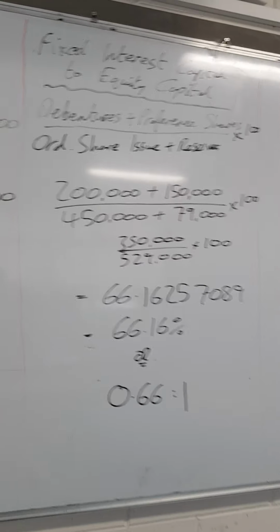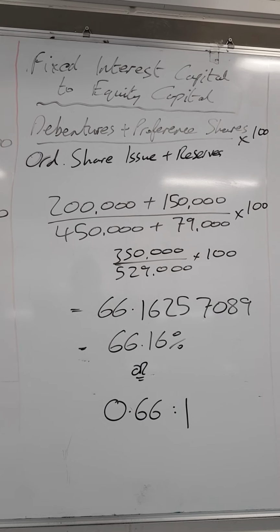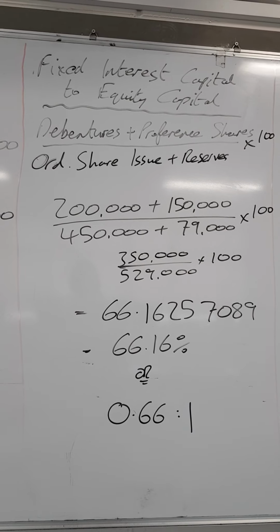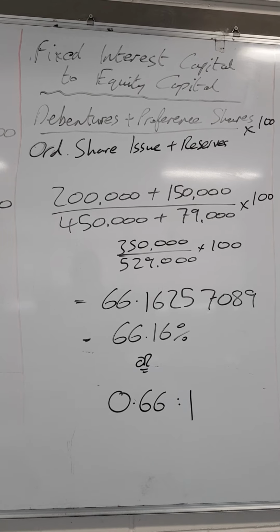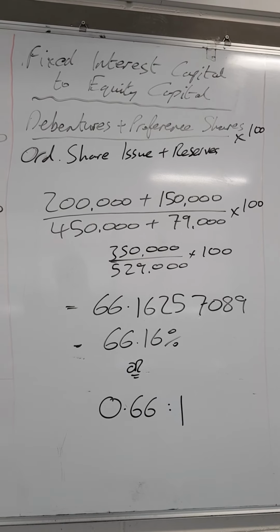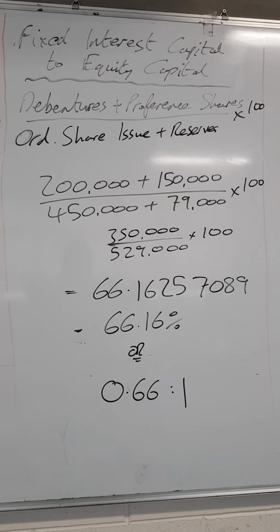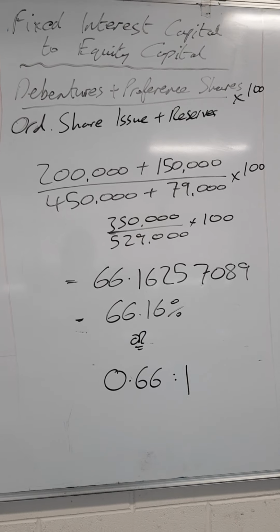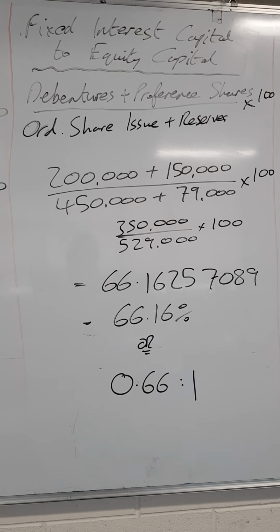If you decide to do the second one, which is comparing your debt capital to your equity capital, this is how you do it. So it's your debentures plus your preference shares by 100 divided by your ordinary shares issued plus reserves. I'm going to actually stop this video and continue it because I'm running out of space on my phone, so I'm going to delete a bit and I'll come back to you in a second.